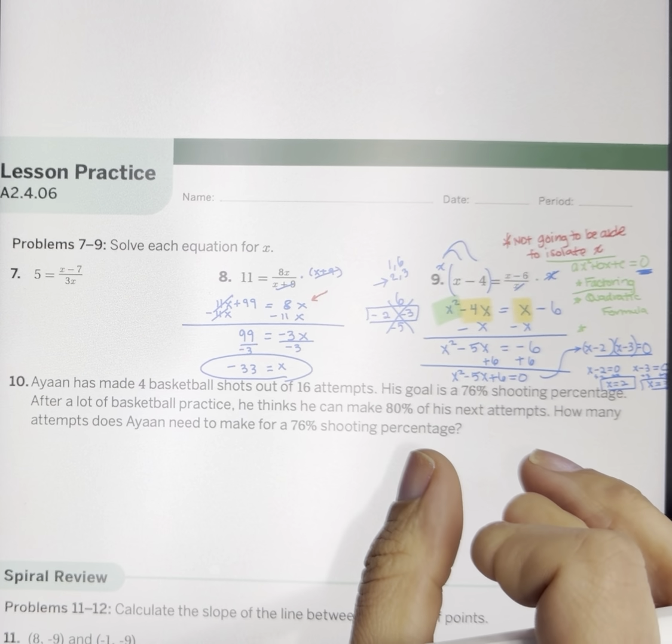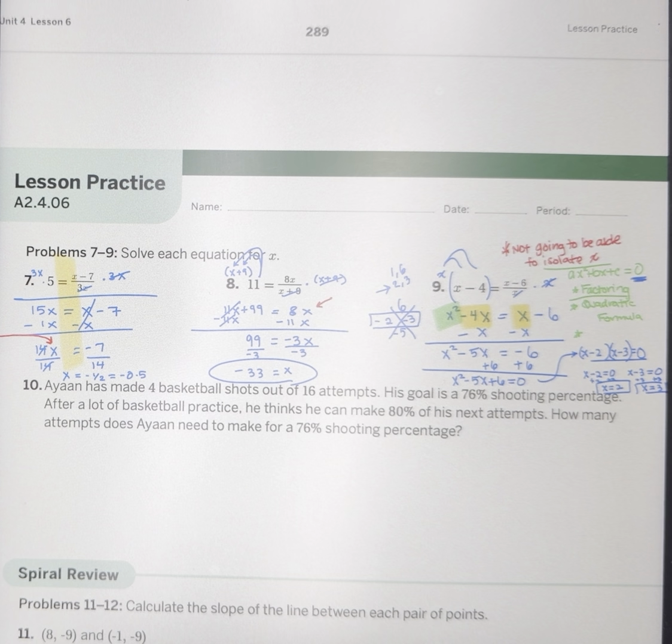Okay, here comes the question before the spiral review. Let's see what they got in store for us. Ayan has made 4 shots out of 16 attempts. His goal is a 76% percentage. That's not good. 4 out of 16. He's only at 25% right now. After a lot of practice, he thinks he can make 80% of the rest of his attempts. How many attempts does he need to get to 76? Holy crap. What a good question. Also, Ayan is going to be shooting a lot of basketballs.